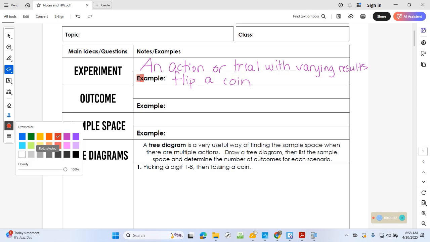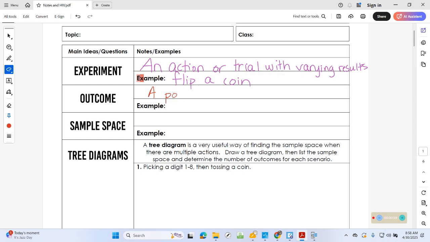Okay, outcomes, which is what we're going to be using today when we go through and actually start calculating our probabilities. A possible result from the experiment. So an example of that, I'm going to go back to the flip a coin. If you flip a coin, what are the possible results? What can it land on? Heads or tails. So I'm just going to put heads.